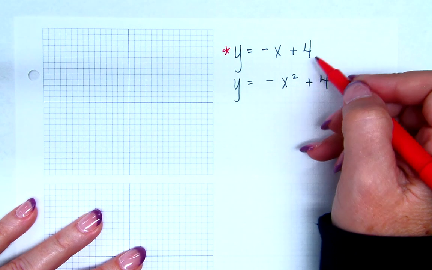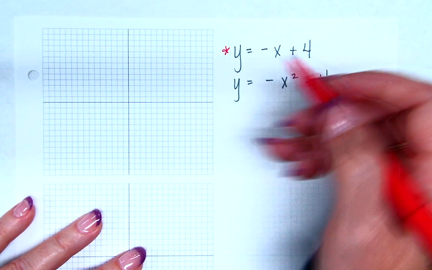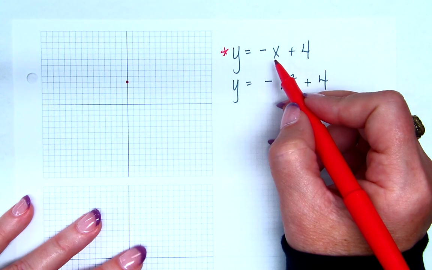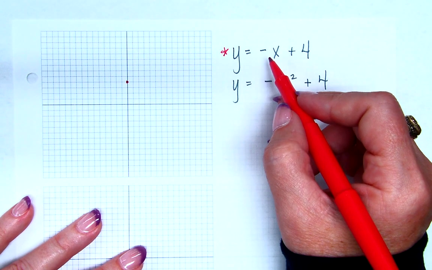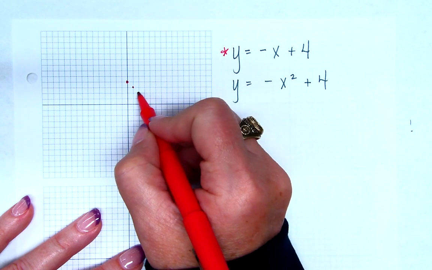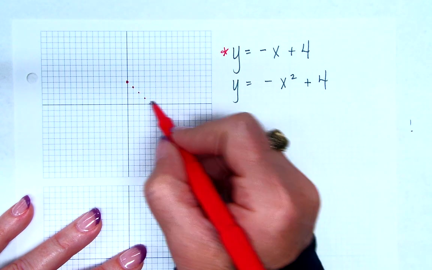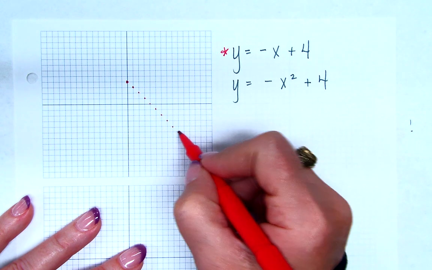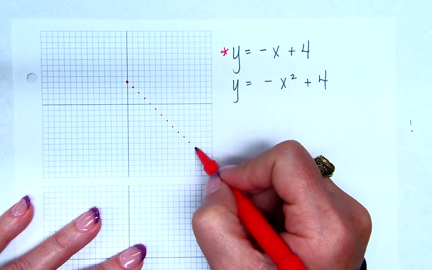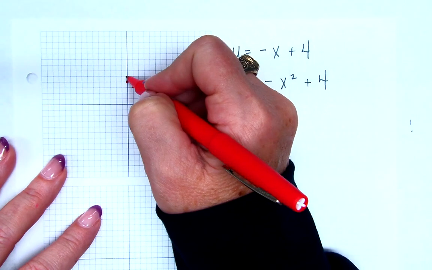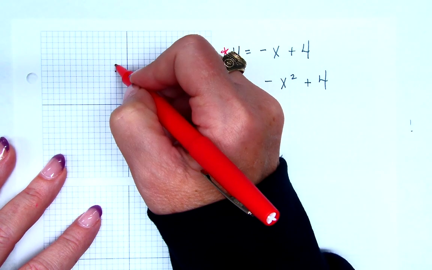What do I plot first? Y-intercept, so 1, 2, 3, 4. And then what's my slope? Negative 1, so down 1, right 1. I'll go ahead and make all the dots that I can so I can see the whole line really nice. I can also go up 1 and left 1.